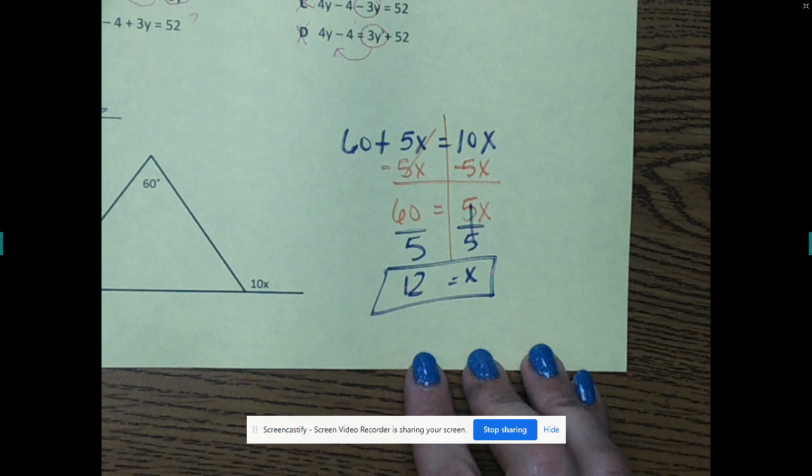What'd you put as your equals? What was your equation? 5x plus 60. That's fine. A and B, it doesn't matter because we're just adding.